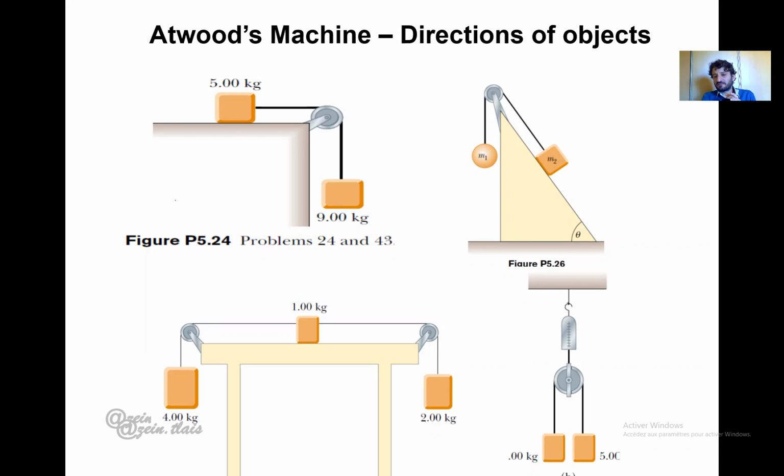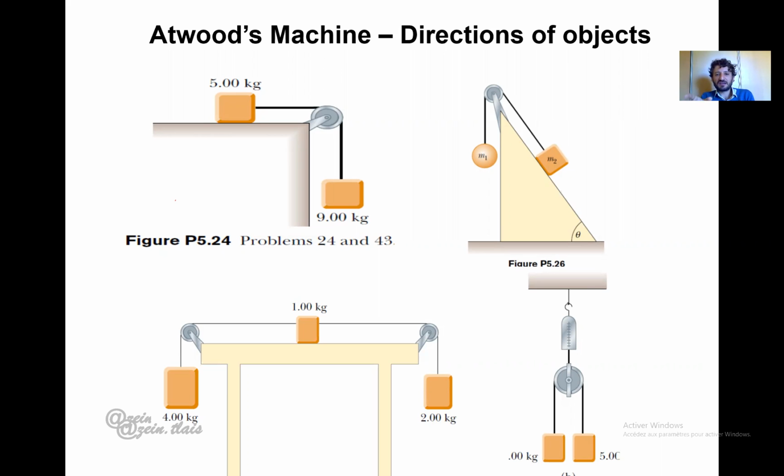As you see here, we have many examples, and for each one, the common object is a pulley. Maybe you have one or two pulleys for each system. And for each system, you have many objects, and each one takes a different direction of motion.